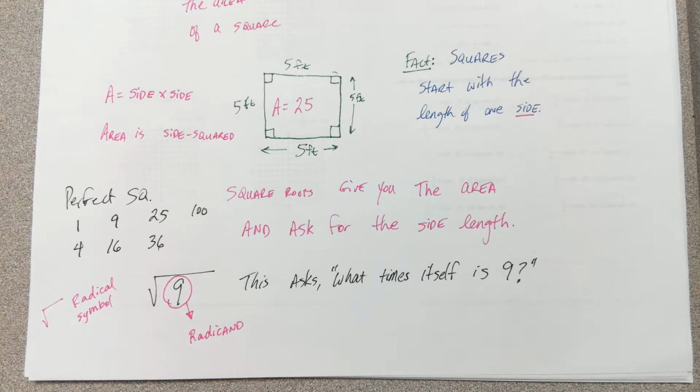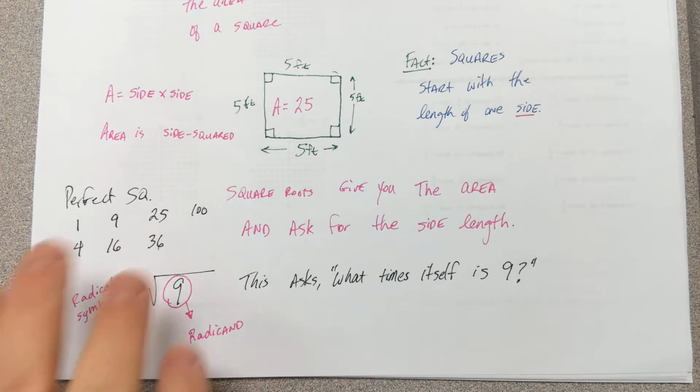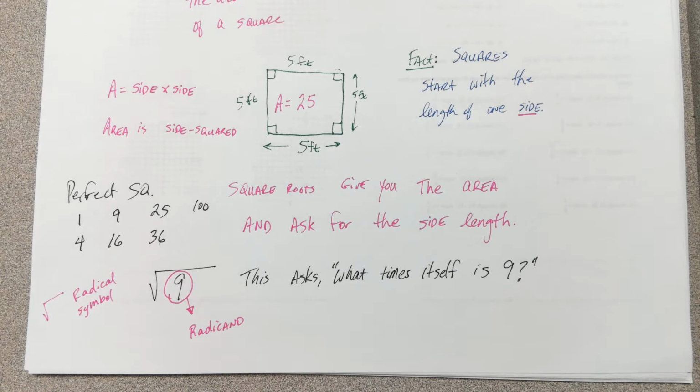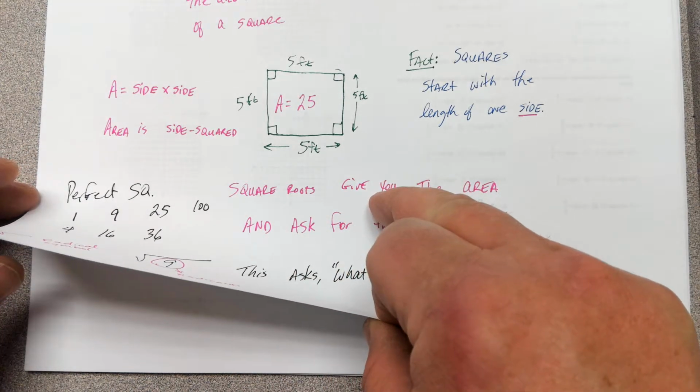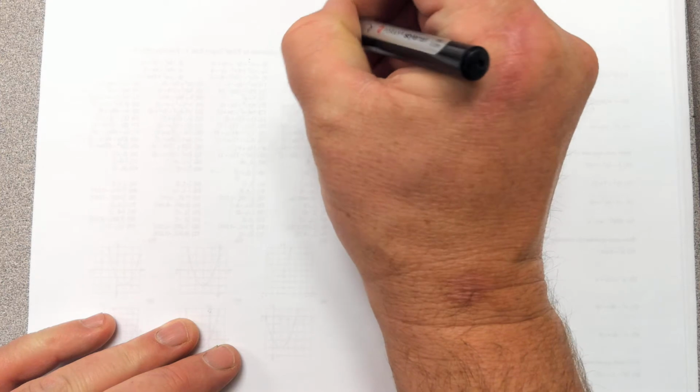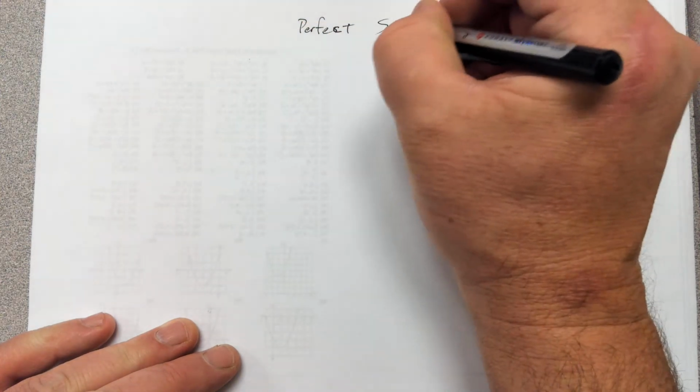So I want to give you guys something you can reference. When we're learning how to simplify square roots, you can use this to help make sense, so it'll be a little easier. What we're going to do is write down a whole bunch of perfect squares. If you're at the bottom of your page, you might want to turn the page. Okay, perfect squares.